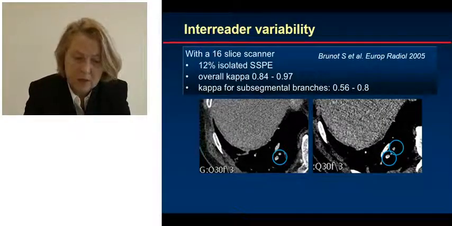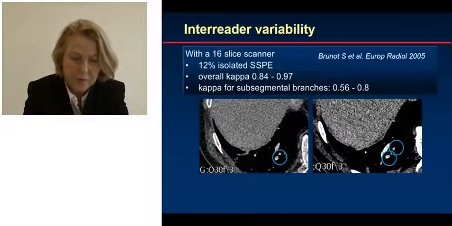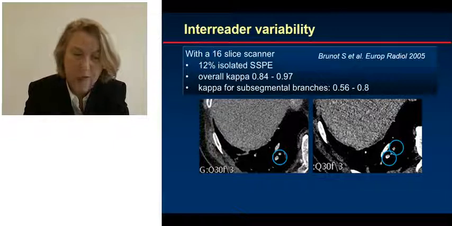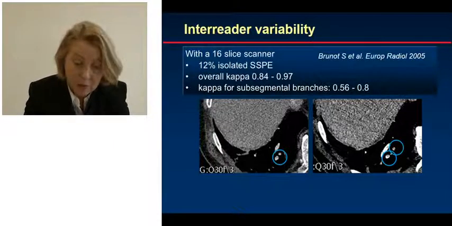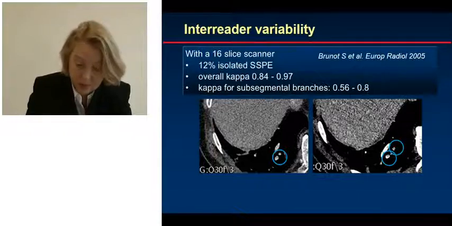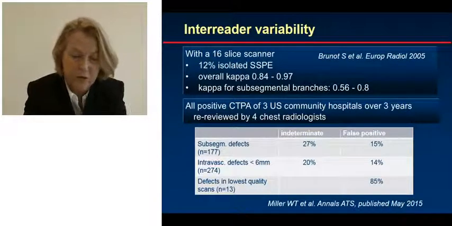What about the inter-reader variability, the reproducibility of these findings? One of the first studies talking about that, and this was still a 16-slice scanner, reported an overall kappa between 0.8 and 0.9 for the diagnosis of pulmonary embolism, but a much lower kappa between 0.5 and 0.8 just for the evaluation of the subsegmental branches. And that has been reconfirmed, for example, by that study.